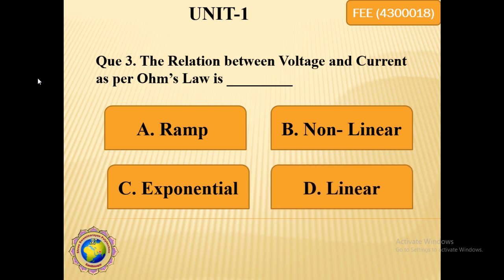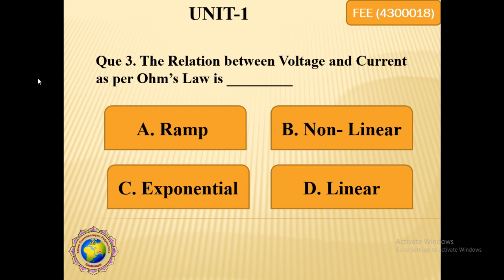Question number 3, again I repeat. The relation between voltage and current as per Ohm's law is A ramp, B non-linear, C exponential and D linear. That you have to write. So write down the answer in the notebook.